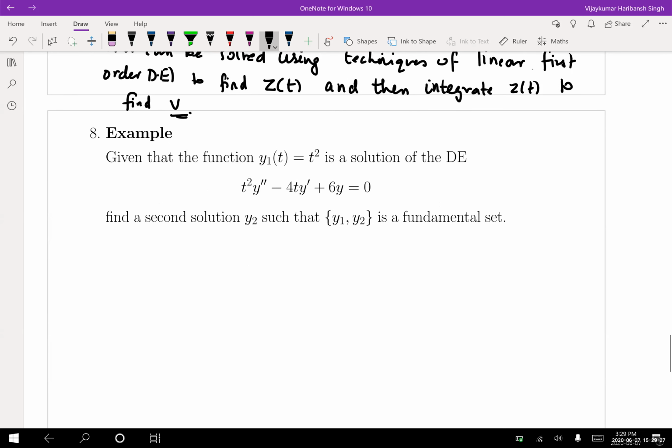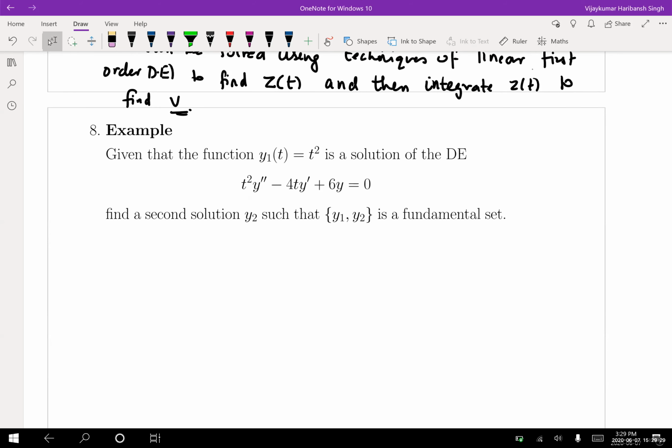So given that y1(t) equals t squared is a solution to the differential equation, find a second solution y2 such that y1 and y2 become a fundamental set of solutions. Actually, it should be a fundamental set because there are many fundamental sets. If you have y1, y2, then any non-zero constant times y1, comma, any non-zero constant times y2 is also a fundamental set of solutions. So I should use the word a, not the.